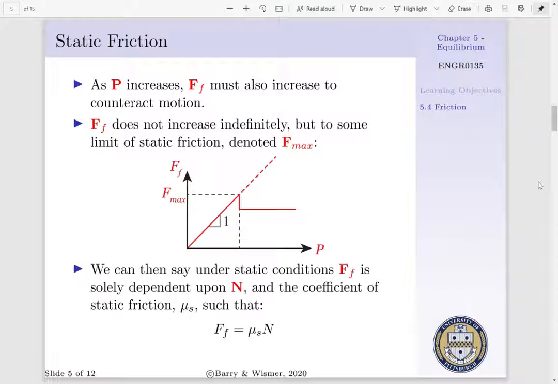As we begin to increase P, our frictional force must also increase. We can see this on our frictional force versus P graph. As we increase P, our frictional force is going to increase, and the slope of this line is going to be unity. Now, our frictional force does not increase indefinitely, but it's going to increase to some limit, and this limit is denoted as our maximum frictional force. If we do not exceed F sub max, we can say that our frictional force is solely dependent upon our normal force and our coefficient of static friction, mu sub s. That is, our frictional force is equal to mu sub s times N.